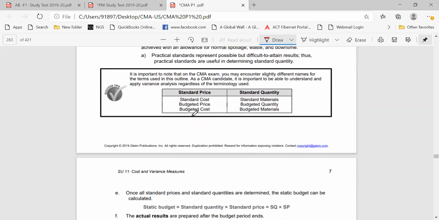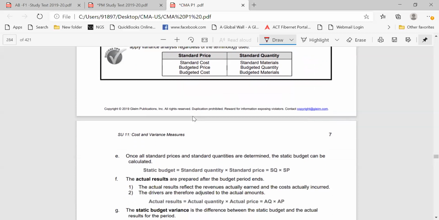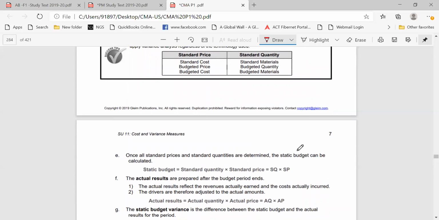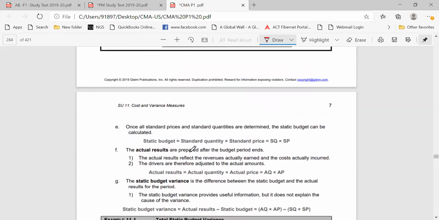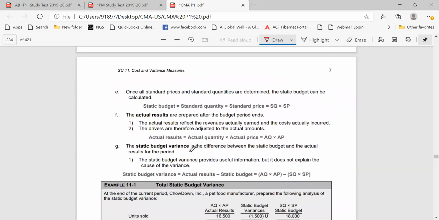Now, make sure that you may come across different names, different terminology in this outline. It is important to understand and apply variances regardless of the terminology used. Like standard price is also standard cost, budgeted price, and budgeted cost. And standard quantity is standard materials, budgeted quantity, budgeted materials. Once all standard prices and standard quantities are determined, the static budget can be calculated. Only when that is there can the static budget be calculated. And then later on comes your flexible budget and sales volume variances. That's how you would be creating it.